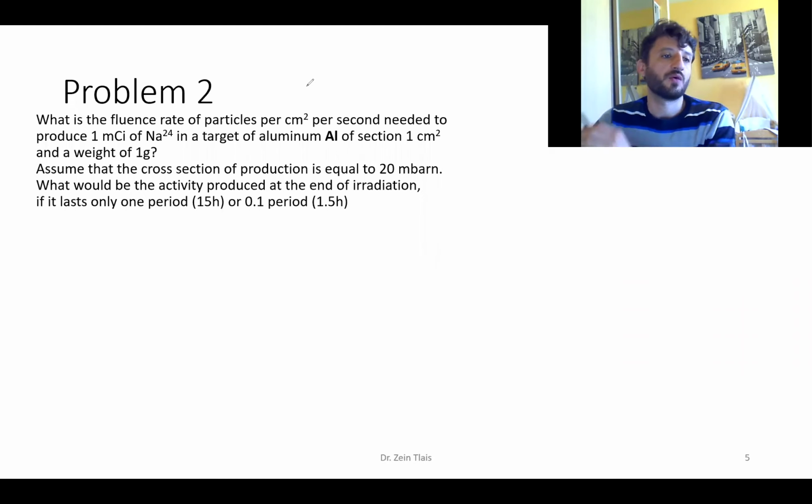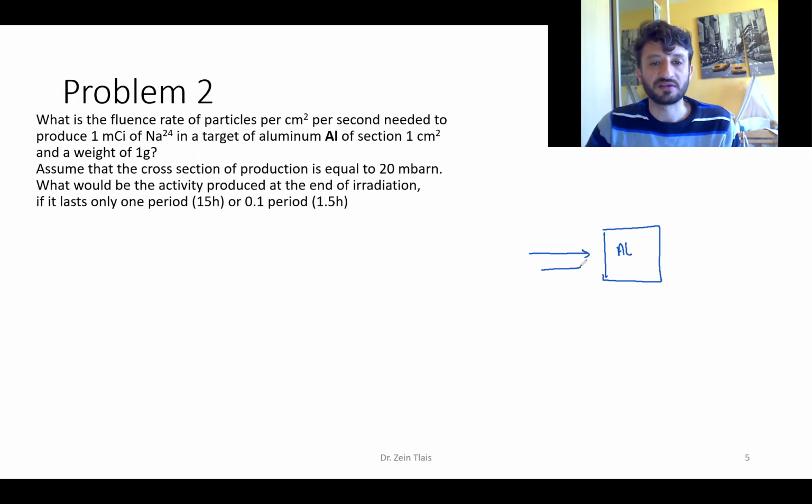Problem 2, one more application about the activation of the target. Here we have a stable aluminum target bombarded by incident particles to create sodium 24, an unstable element. And you know this element will decay again, and we have a relation between the rate of production of Na24, A0, and the rate of decay, the activity A, which is equal to A0 times 1 minus exponential of minus lambda t.